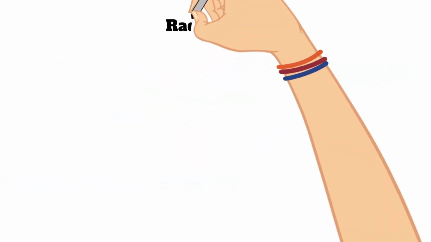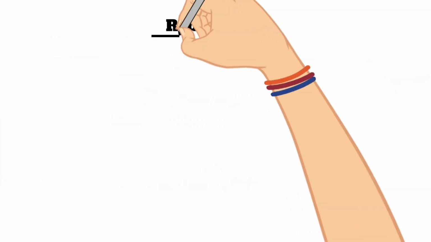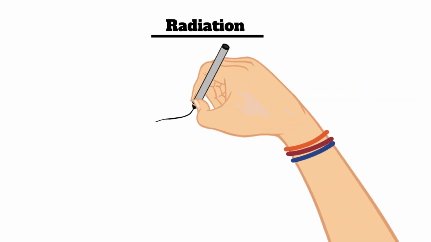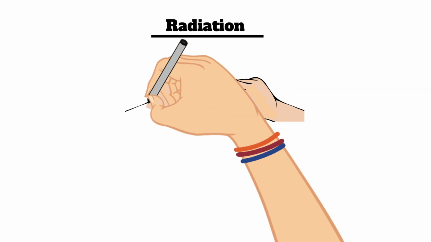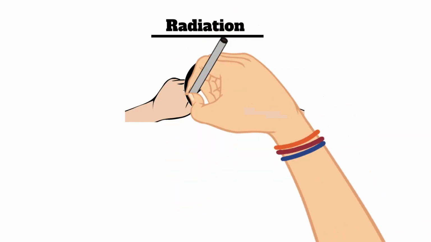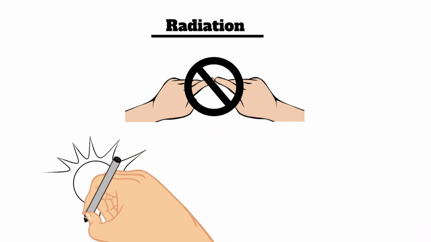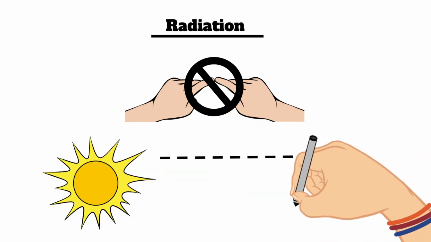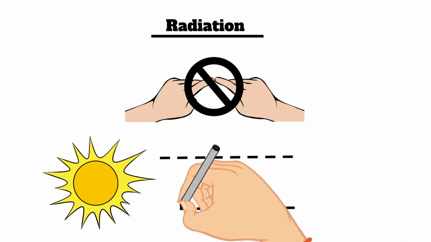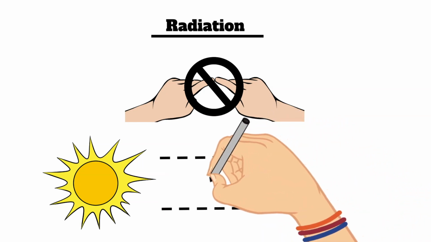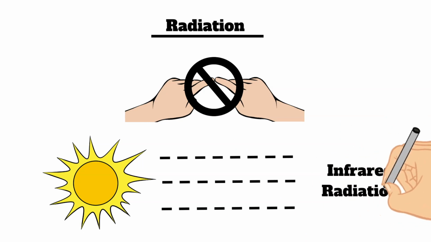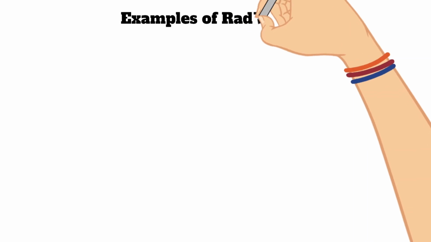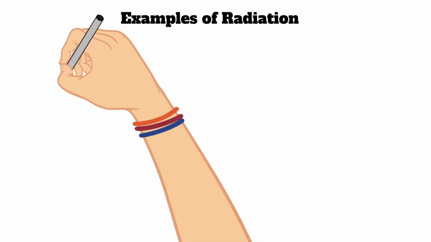And last, let's talk about radiation. Radiation is a method of heat transfer that does not rely upon any contact between the heat source and the heated object, as is the case with conduction and convection. Heat can be transmitted through empty space by thermal radiation, and this is oftentimes called infrared radiation. The best way to describe this is through some examples of radiation.